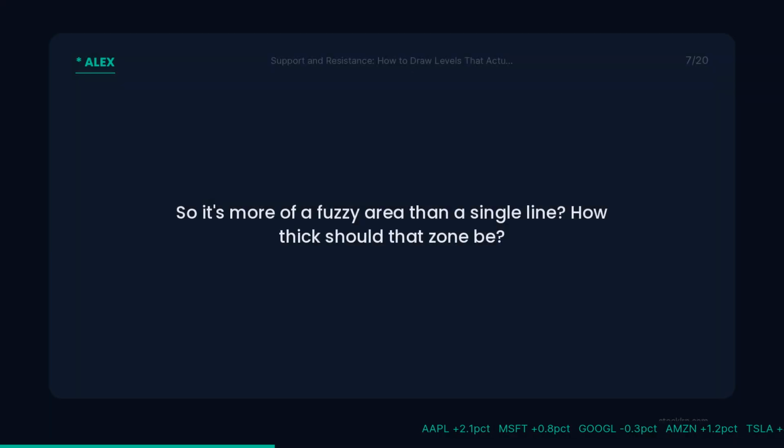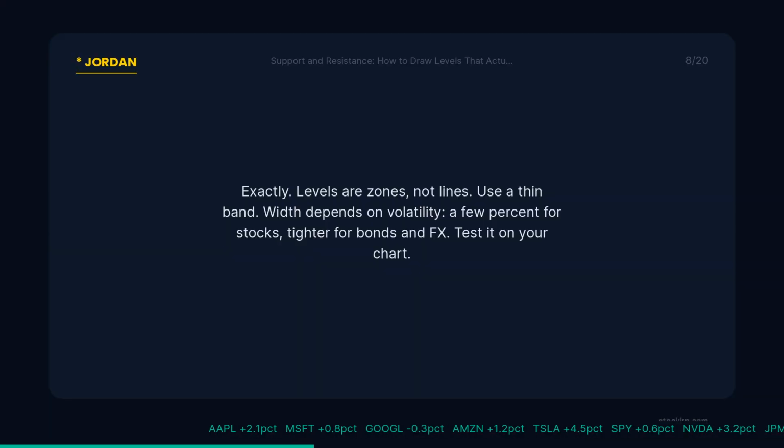Draw through the cluster of closes, not the long tails. So it's more of a fuzzy area than a single line? How thick should that zone be? Exactly. Levels are zones, not lines. Use a thin band. Width depends on volatility, a few % for stocks, tighter for bonds and FX. Test it on your chart.